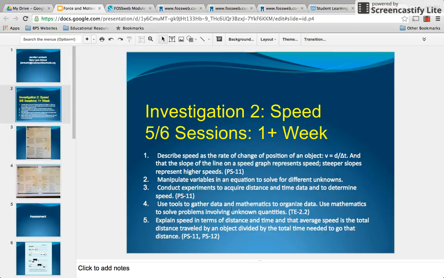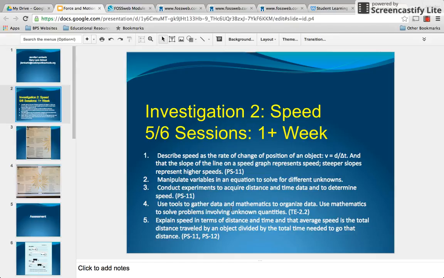And this is the investigation that students ask, why are we doing math? I already had math again. So it's a great opportunity to have students understand the connection between math and science. But it's also something for the teacher to be aware.